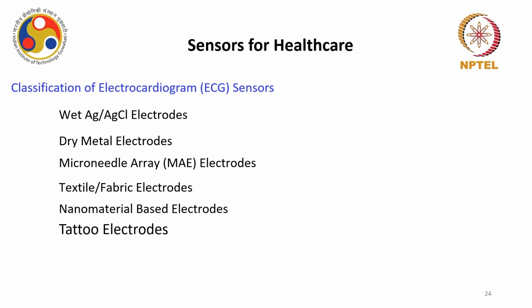So a number of electrode systems are available for ECG. You have the conventional wet AgCl electrode, which can be used for ECG monitoring. You have dry metal electrodes. Then many research groups have reported microneedle array electrodes. Nowadays ECG electrodes are also integrated in textiles, so we have textile or fabric based electrodes. Many electrodes are coated with nanoparticles, including carbon nanotube or graphene, so you have nanomaterial based electrodes. And finally, because of advancement in stretchable polymers, you have tattoo based ECG electrodes.